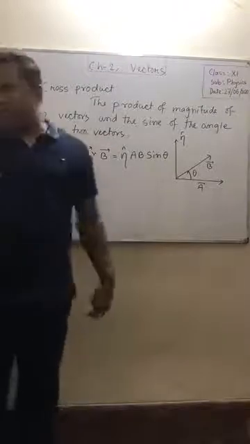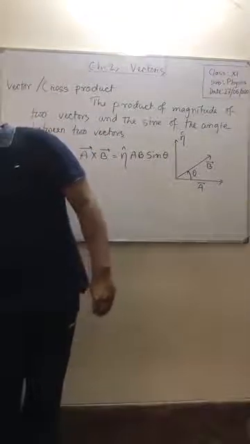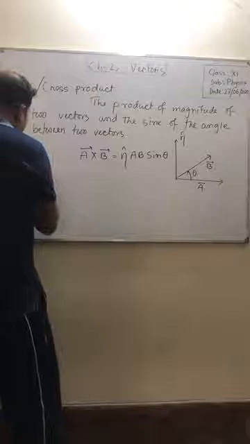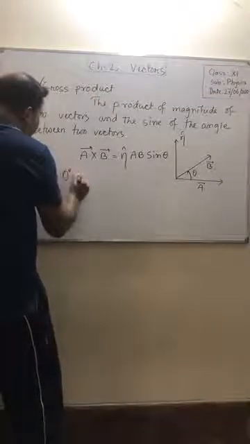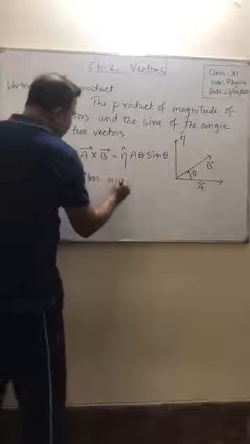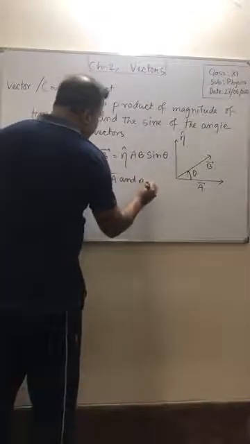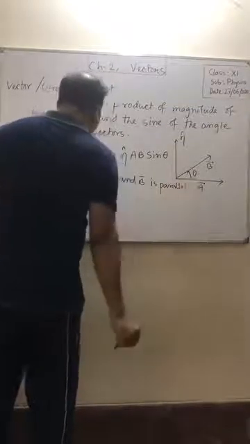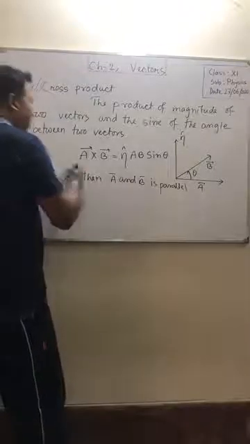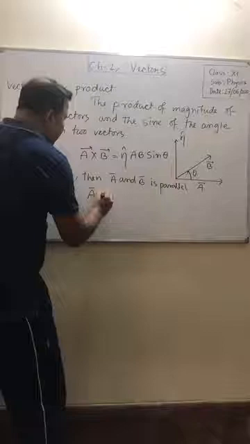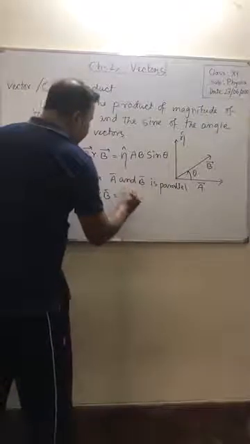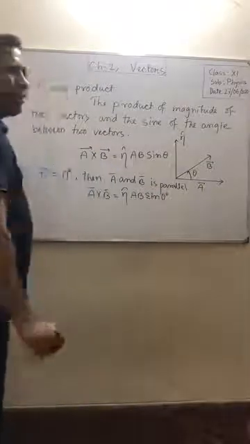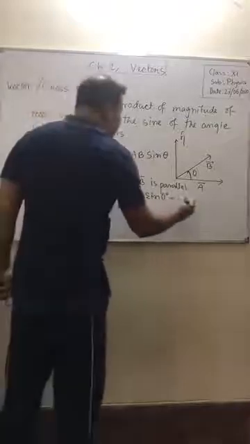Okay, there are some conditions about the vector or cross product. If theta is equal to 0 degree, then A and B are parallel. How are A and B parallel? I said that if theta equals 0 degree, then A and B are parallel. So A cross B comes to eta cap AB sine 0 degree. Sine 0 means 0. That means A cross B equals 0.